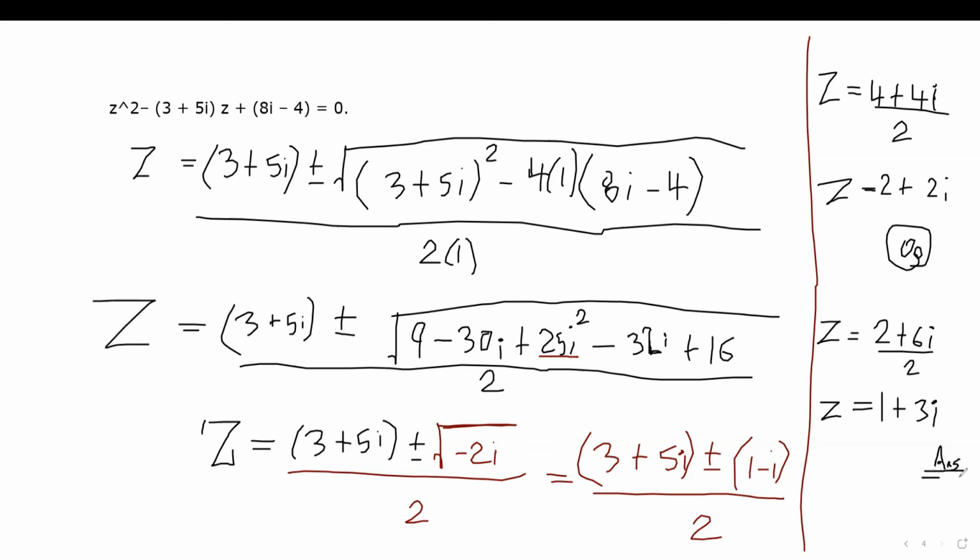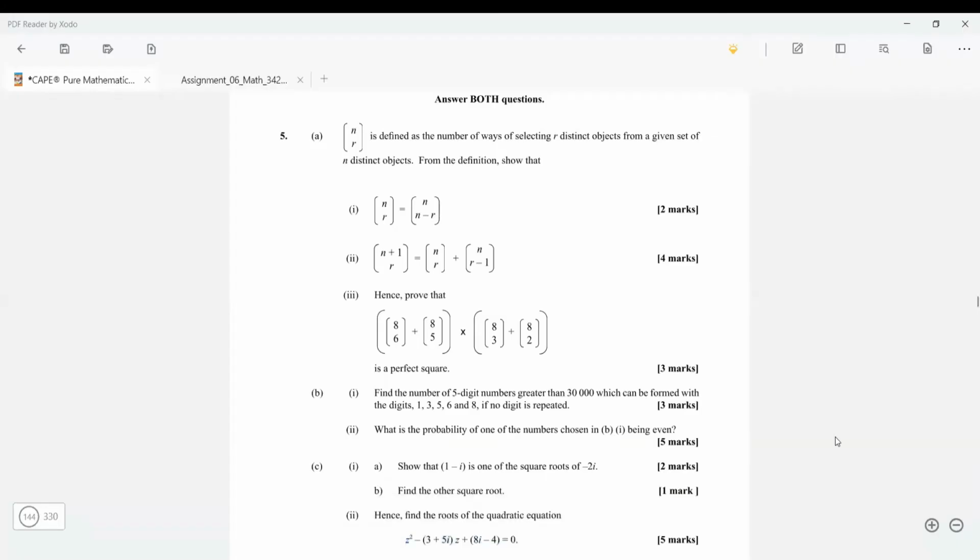All right, those are the answers. So we get 2 plus 2i. It's one answer, 2 plus 2i. And the next answer we get is 1 plus 3i. Nice. And that takes care of question 5. Nice and easy, soft.